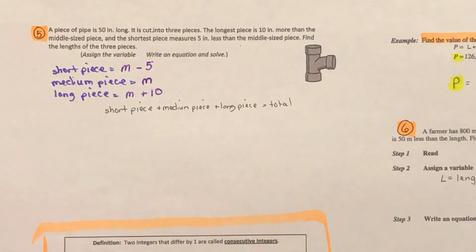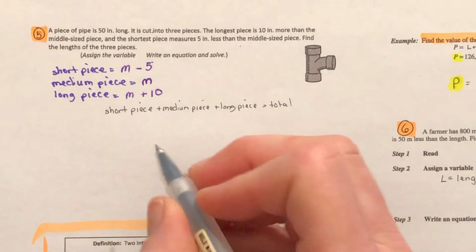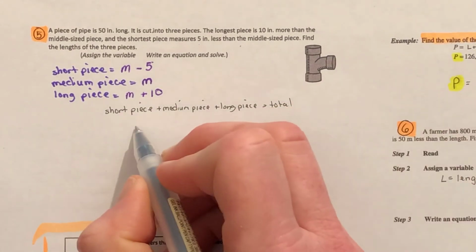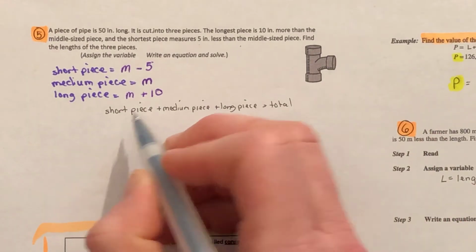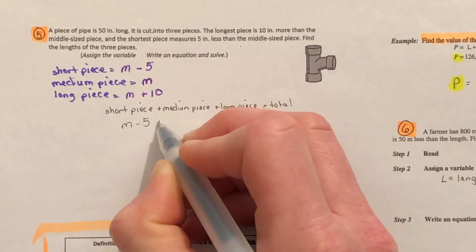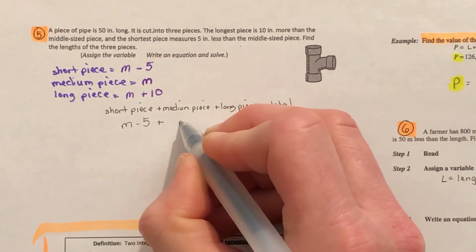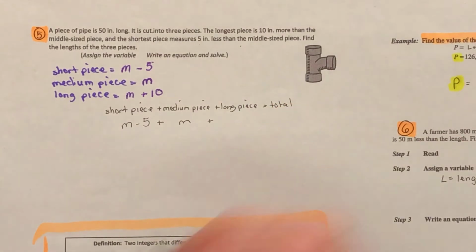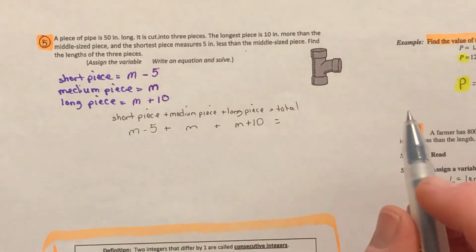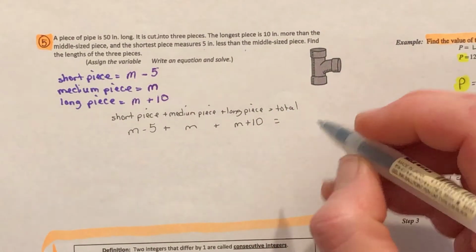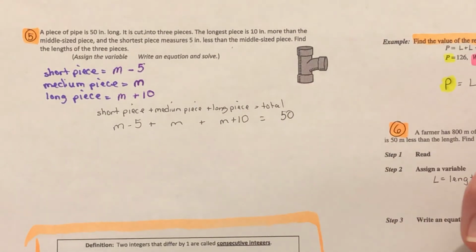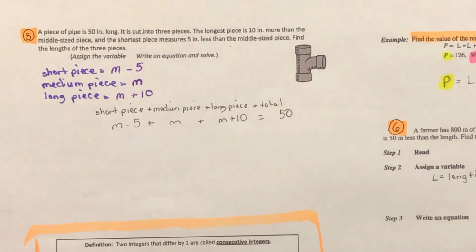Now let's work on solving it. Short piece plus medium piece plus long piece is total. So let's plug in our values. The short piece is M minus 5. The medium piece is M. The long piece is M plus 10. The total is 50. See a pattern on this. They always let us know the total. All right, now we have an equation.